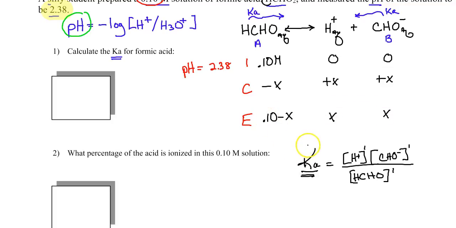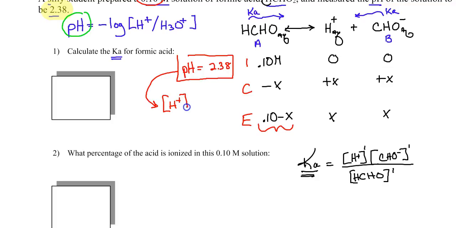This is 0.1x. I don't know Ka. I do know that the concentration of my acid is this, so that potentially goes there, but I have 1, 2, 3 variables. So the pH is the key. And what do we know? I can convert this pH into the actual concentration of the H+.